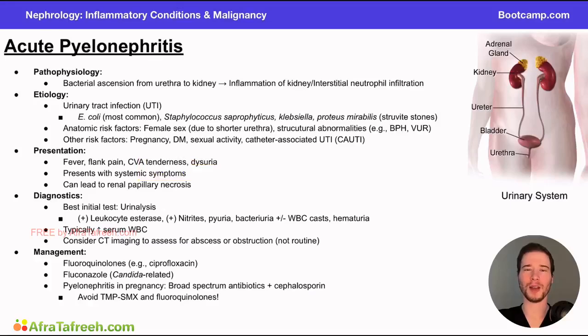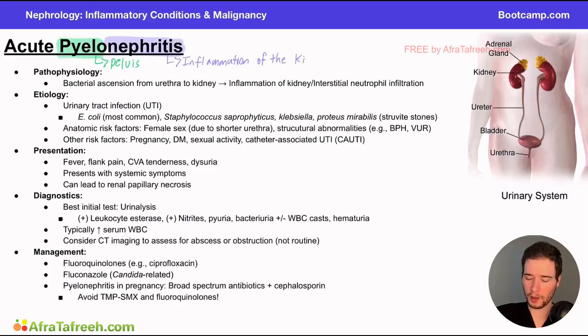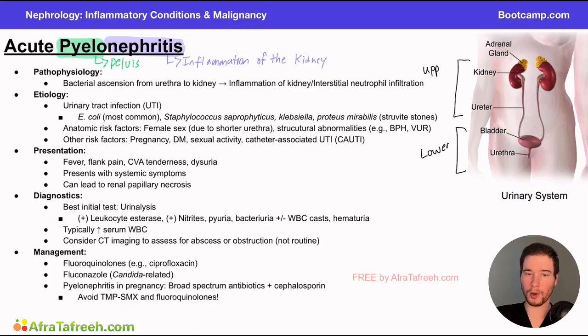So in this next video, we're now going to talk about acute pyelonephritis. We just talked about acute cystitis, but the difference here in pyelonephritis is that pyelo means pelvis, and nephritis refers to inflammation of the kidney. Now, remember in the previous video, we also broke this up into lower urinary system versus the upper urinary system. So we said the bladder and the urethra are our lower urinary tract, and then the kidneys plus the ureter are our upper urinary tract.